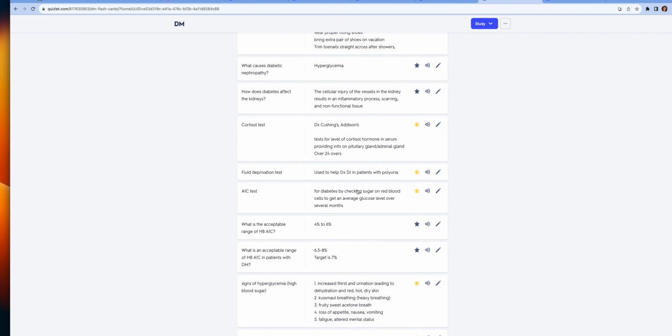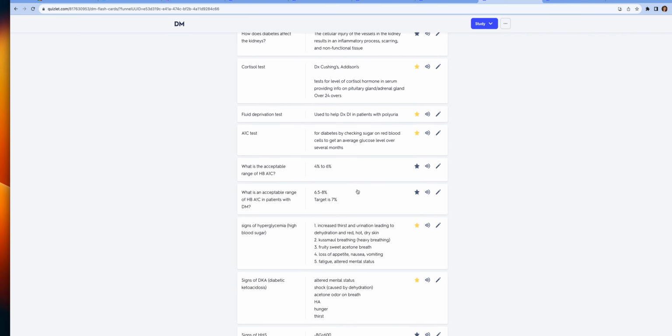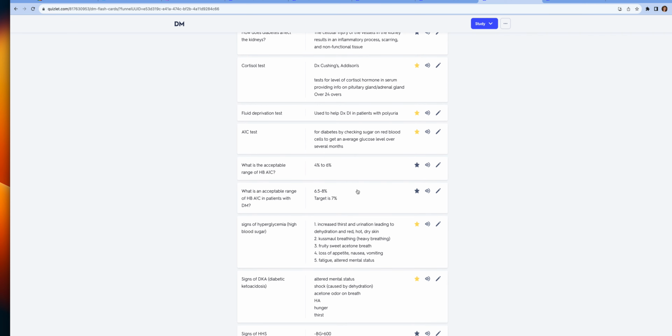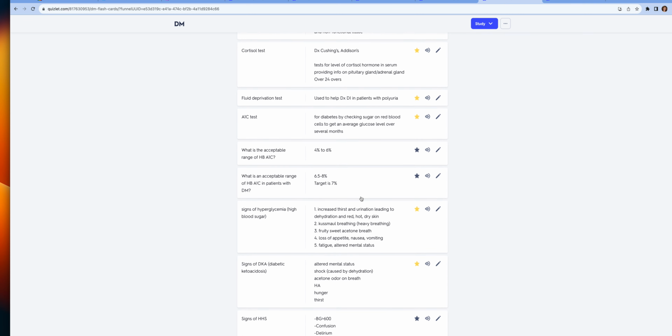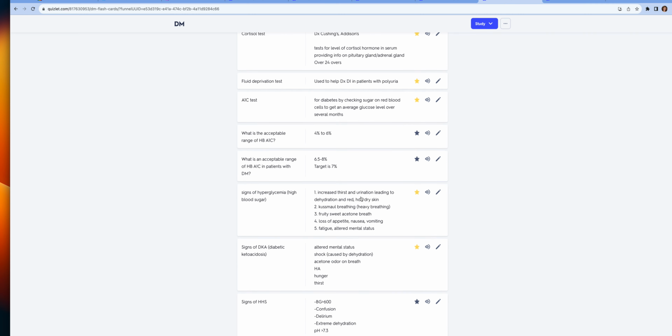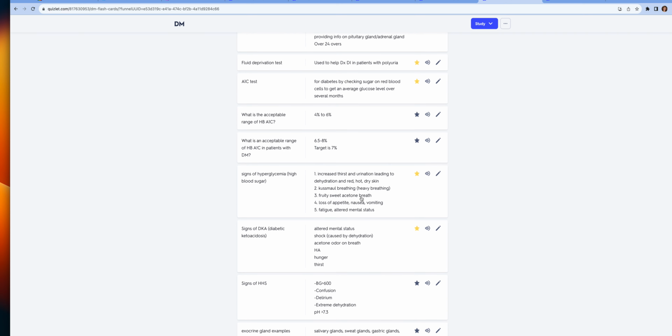The A1C test I talked about, and that's important to know. The target is 7% for somebody with diabetes. Normal is 4 to 6. Now, you're going to have to know signs of high blood sugar to anticipate who is going to get DKA or HHS.